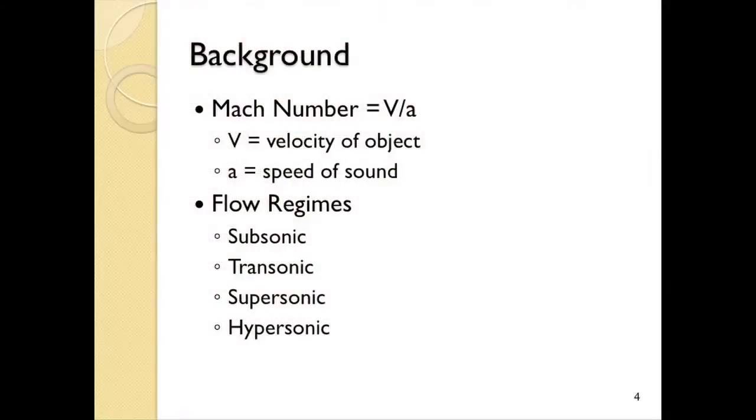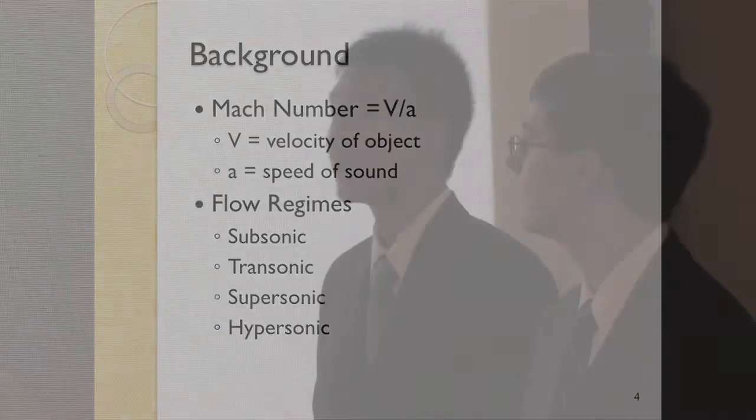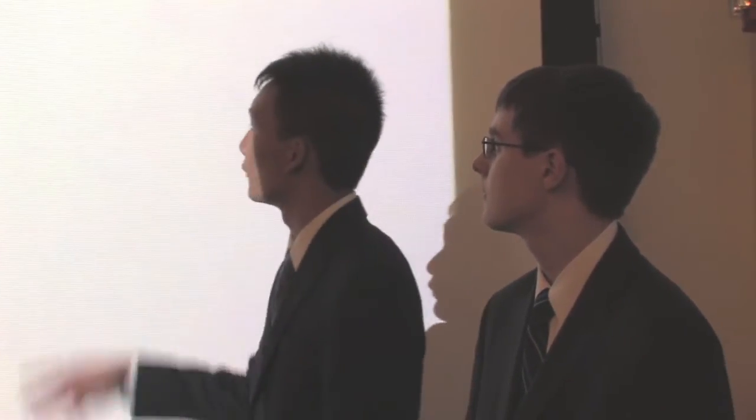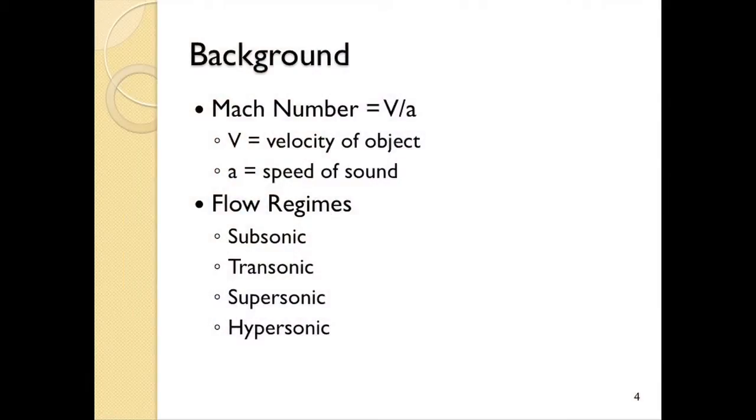Alright, so in order to better quantify our flow, we introduced something called the Mach number. The Mach number is the velocity of the flow, or the object, divided by the speed of sound. So it's basically how fast the object is moving with respect to the speed of sound. And using this Mach number definition, we can quantify 4 different flow regimes. First is subsonic, where the Mach number ranges from 0 to 0.8. Next is transonic, where the Mach number ranges from 0.8 to 1.2. Next is supersonic, where the Mach number is greater than 1.2. And next is hypersonic, where the Mach number is greater than 5.